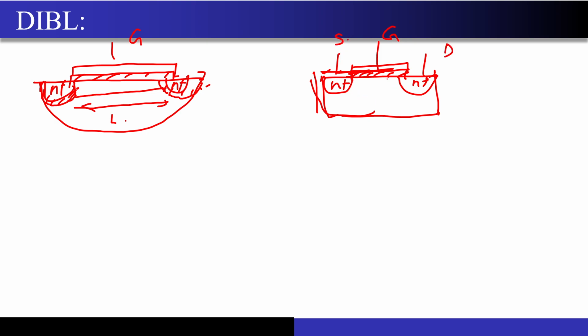Now what has happened? The depletion region that you are seeing over here, if you have a VDS, will look something like this. Over here it will look something like this maybe, correct? So as you reduce your L, these depletion regions that you are seeing will start to interact with each other. I mean, the potential of this drain terminal over here, in the energy band diagram, will start to have some consequences on the source terminal as well.